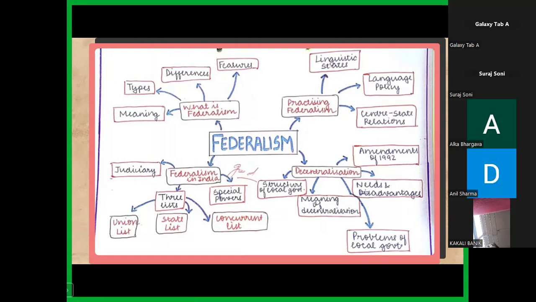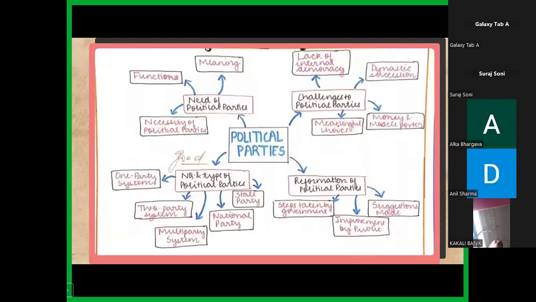Further, what is federalism is divided into 4 parts: the meaning, types, differences, and features of federalism. Likewise, practicing federalism again has 3 parts. Federalism in India again has 3 parts, and decentralization has 5 parts. So likewise, this concept map can be further elaborated as well. You can ask the child to elaborate this concept map further, and you will see that the entire chapter can be covered in 1 or 2 pages also.